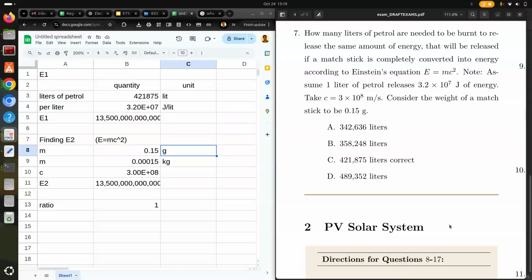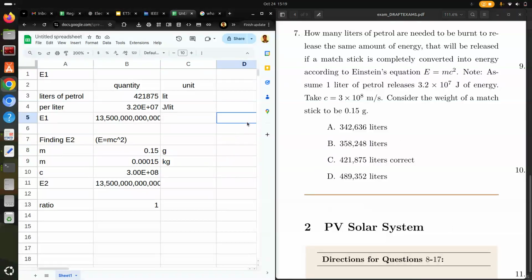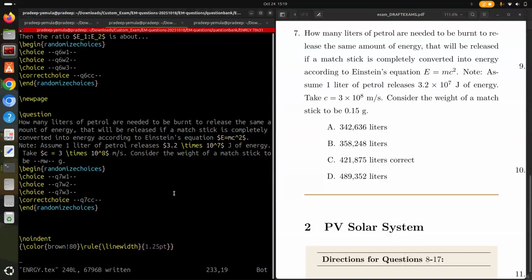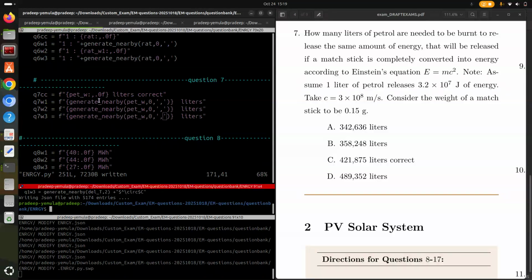Now imagine: the matchstick weighs only 0.15 gram, but to release that much energy, lakhs of liters of petrol need to be burnt. That conversion and relation, I want you to realize as a part of this course, for that one question. Like that, there are other questions in this. Anyway, now what I need to do is go back and remove the indication where I said which is correct.